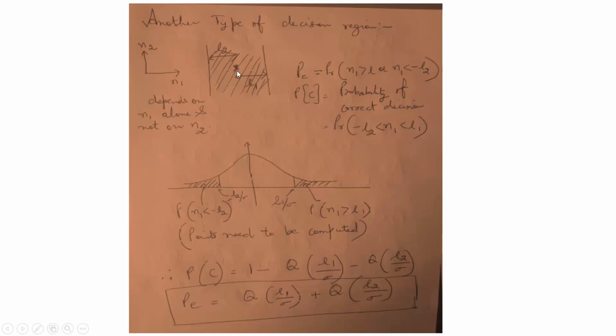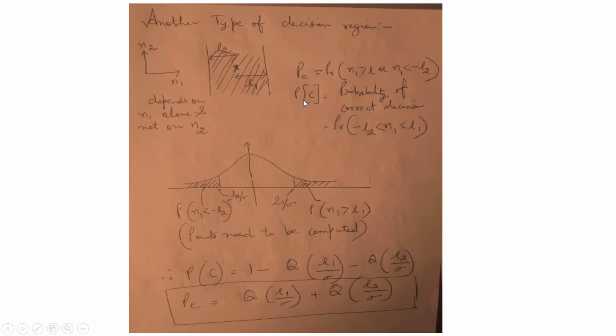So what is the probability of error? Probability of error will be given by the probability that n1 is greater than L1, because we will not consider n2, it is only in the horizontal direction. So n1 is greater than L1 or n1 is less than minus L2. Either it lies away from this boundary on this side or on this side, and this is the probability of error. What is the probability of making a correct decision?